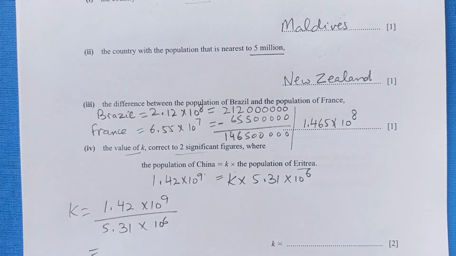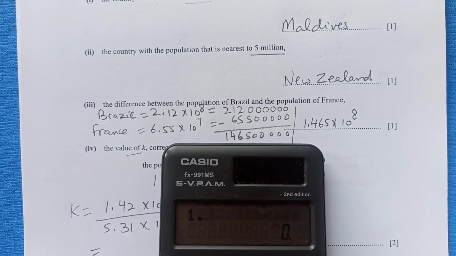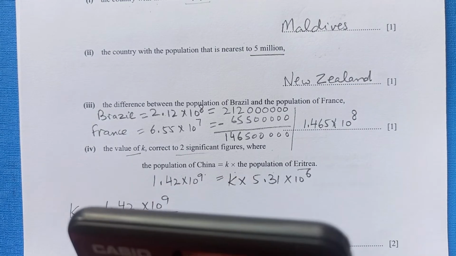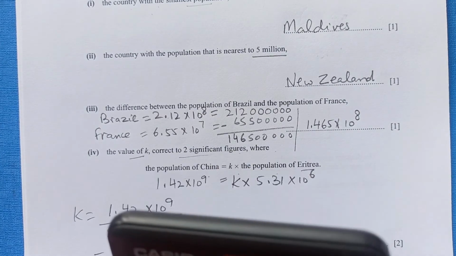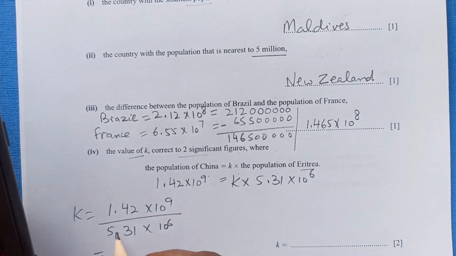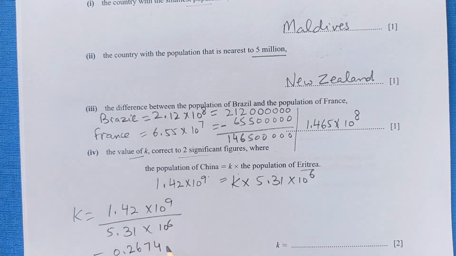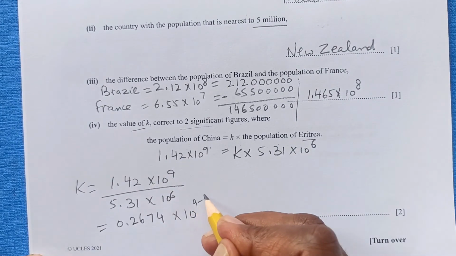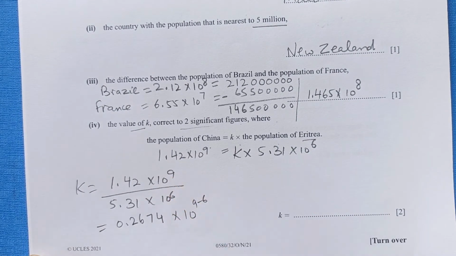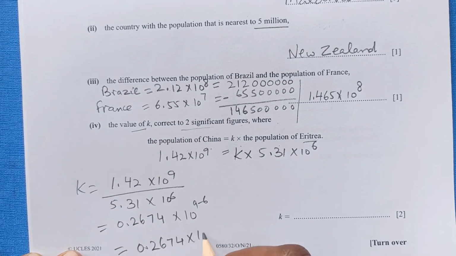So now let's divide 1.42 divided by 5.31. This is 0.2674 times this we can write down from here. It is 10 to the power 9 minus 6. When you put this above, so it will become negative. So 0.2674 into 10 raised to power 3, right?